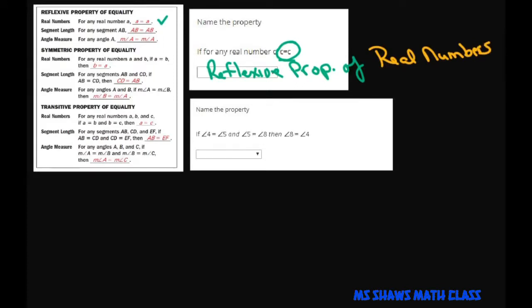And for this one, if angle 4 equals angle 5 and angle 5 equals angle 8, then angle 8 equals angle 4. So since these two are the same, it's a transitive property, and we're dealing with angles, so it is the transitive property for angles, so for angle measure.